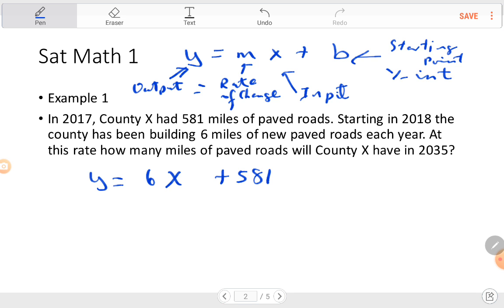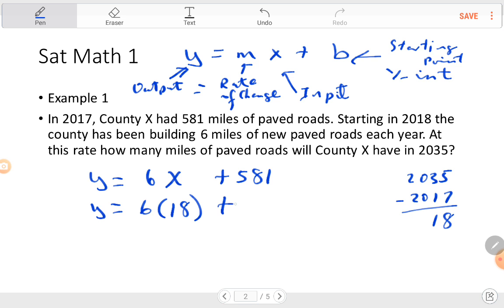Now the question asks, how many miles of paved roads will County X have in 2035? Assuming the same rate of building, 6 miles each year, we'll say 2035 minus 2017. So this would mean after 18 years from our 0 year. Remember, 2017 is considered year 0. So now substitute in 18, that's our input.